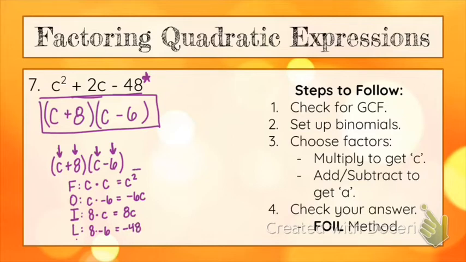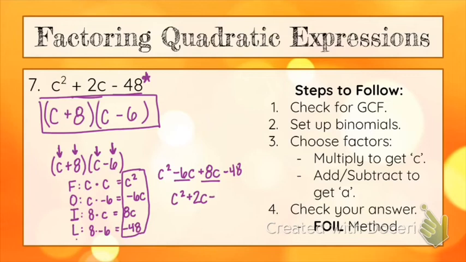Then we take these 4 things and add them together. C squared plus -6C plus 8C, well, minus 48. And then combine like terms, and we get C squared plus 2C minus 48. Okay, so when we multiplied these two things together, we got this trinomial, which is what we started with, which means that our answer is correct.